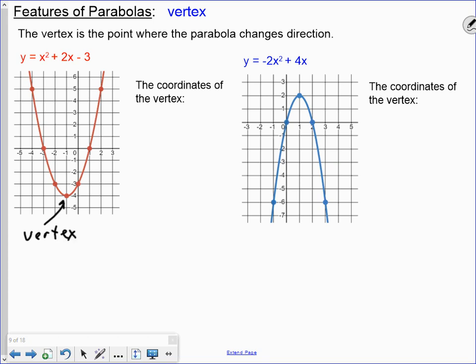So our vertex is right here, and in this parabola, our vertex is right here. And it's a point that's on our parabola, so we can just read the coordinates off the graph. For the red parabola here, the coordinates of our vertex are -1, -4. And for the blue parabola, the coordinates of our vertex are 1 and 2. And the vertex is probably the most important point to be able to identify on a parabola. We're going to spend a lot of time talking about what you can learn from the vertex.